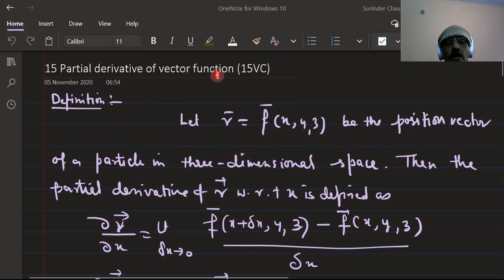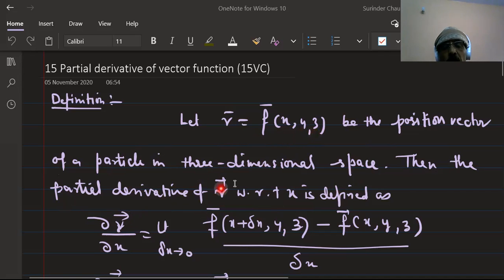So the definition of partial derivative is: let R be a vector function, the position vector of any point P in three-dimensional space, along which the particle is moving. Then the partial derivative of R with respect to x: now this position vector has three independent variables.